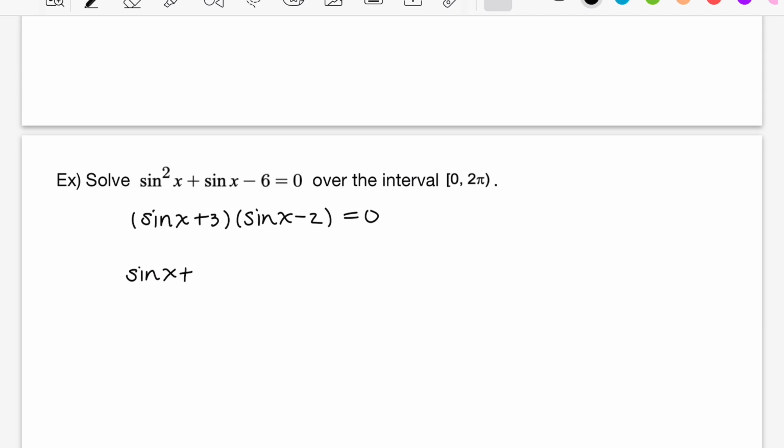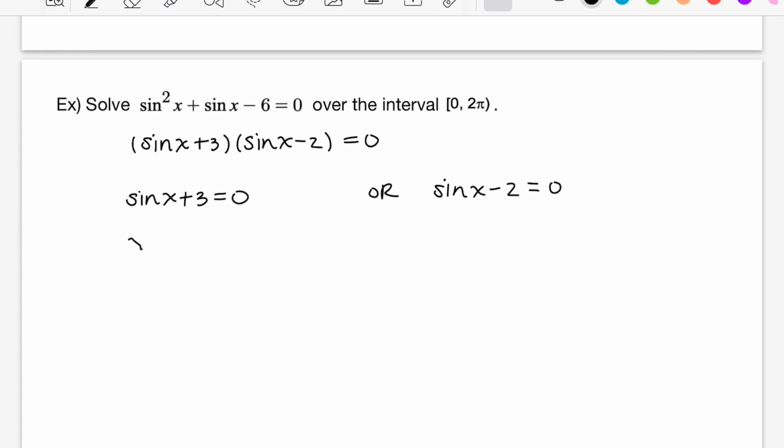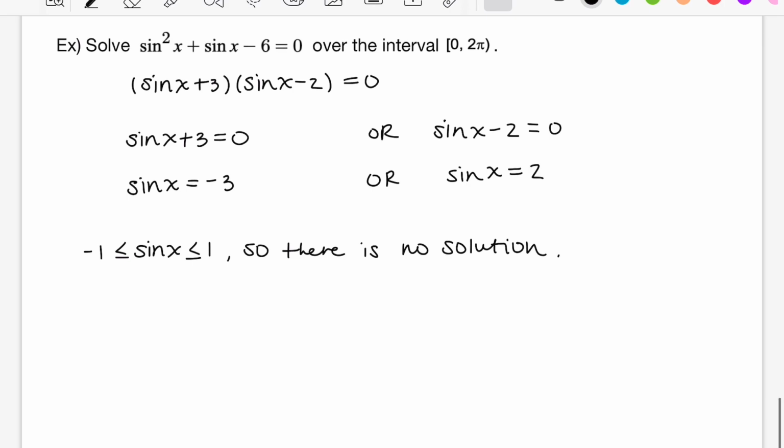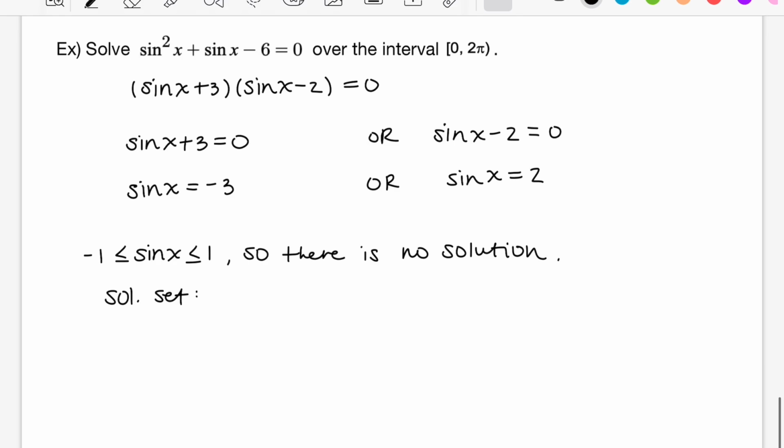So we have sine x plus 3 is equal to 0, or sine x minus 2 is equal to 0. This tells us sine x is going to be equal to minus 3, or sine x is going to be equal to positive 2. However, we know that our sine function is only going to be between negative 1 and 1. So this tells us there is no solution. So our solution set would just be the empty set, which looks like this here.